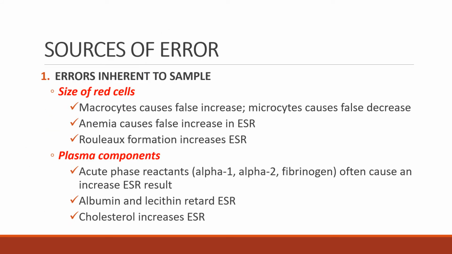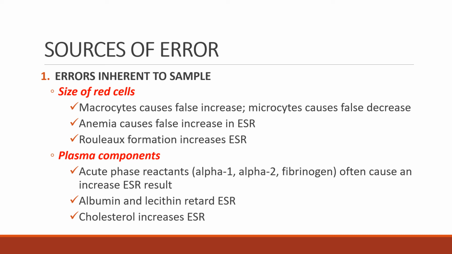The ESR is prone to different kinds of errors. These errors may be inherent to the sample or could be due to technicalities in performing the procedure. In terms of the errors inherent to the sample, this may be due to the size of your red blood cells and the presence of plasma components.